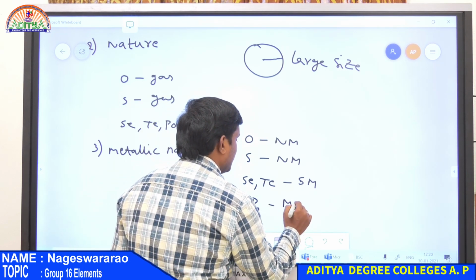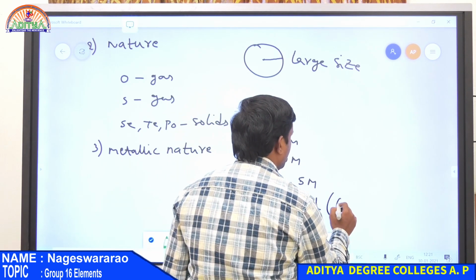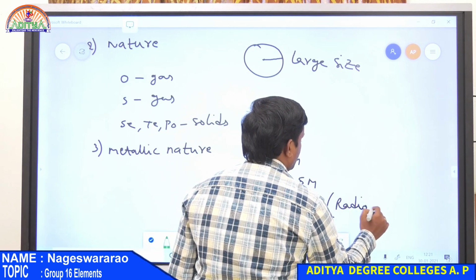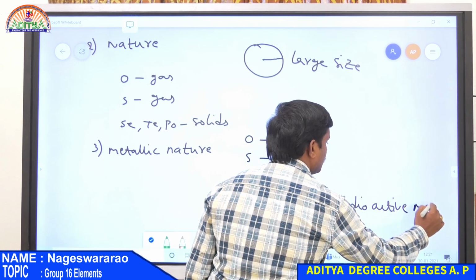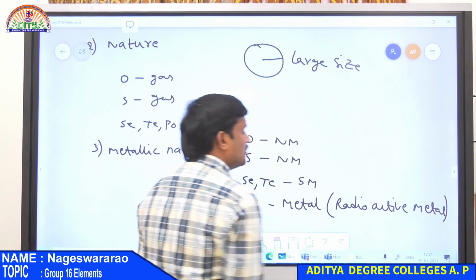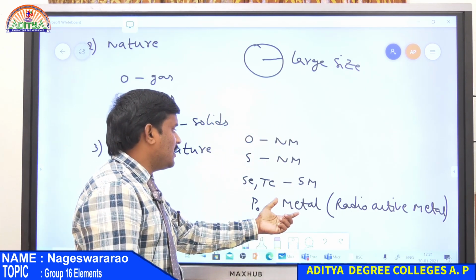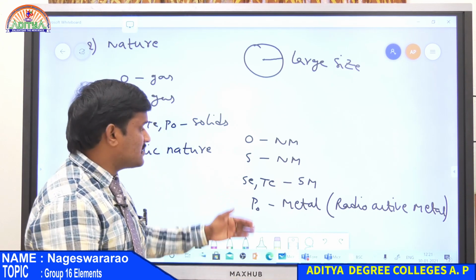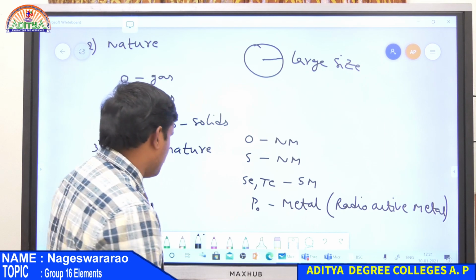So this is metal, and also this is a radioactive element, a radioactive metal. So these are the metallic nature. So non-metal becomes metal from top to bottom. Therefore its metallic nature increases from top to bottom.